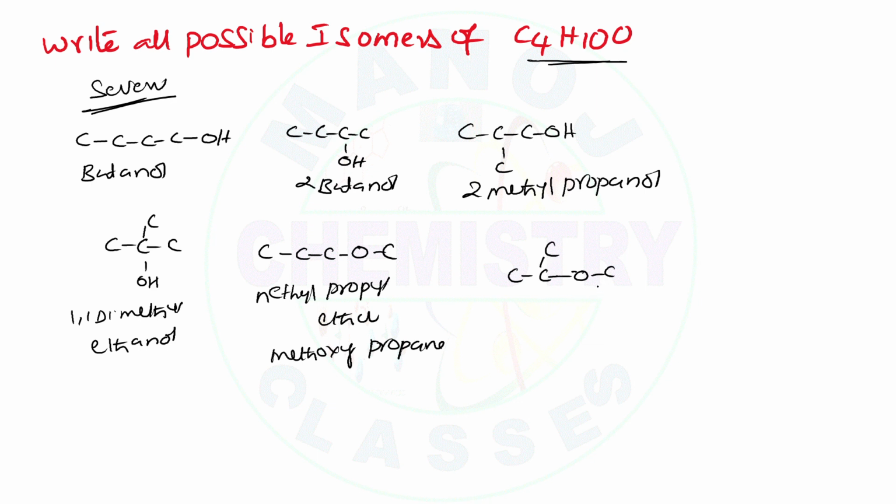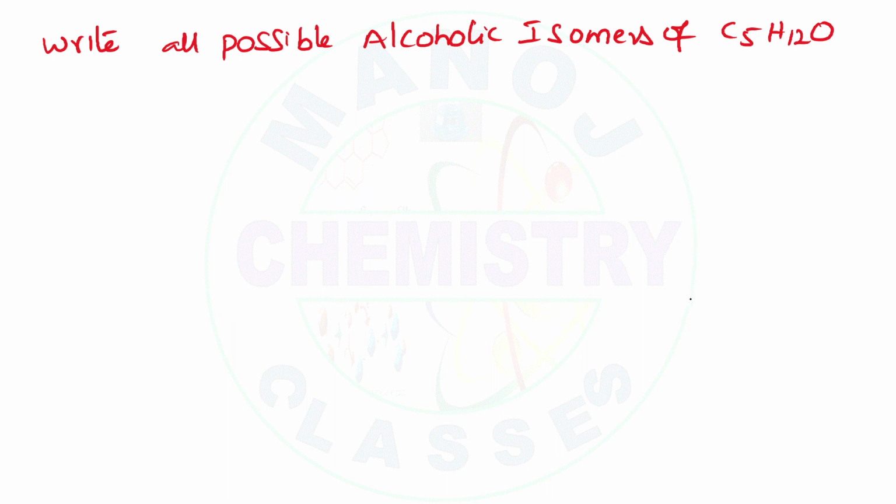So this one is another ether, methoxy 1 2 3, yeah, isopropyl methyl ether. So whereas one more I can write as diethyl ether. So these are the 7 possible isomers of the C4H10O. So coming to the next one, write the possible isomers of C5H12O. So let us discuss one each possible isomers.